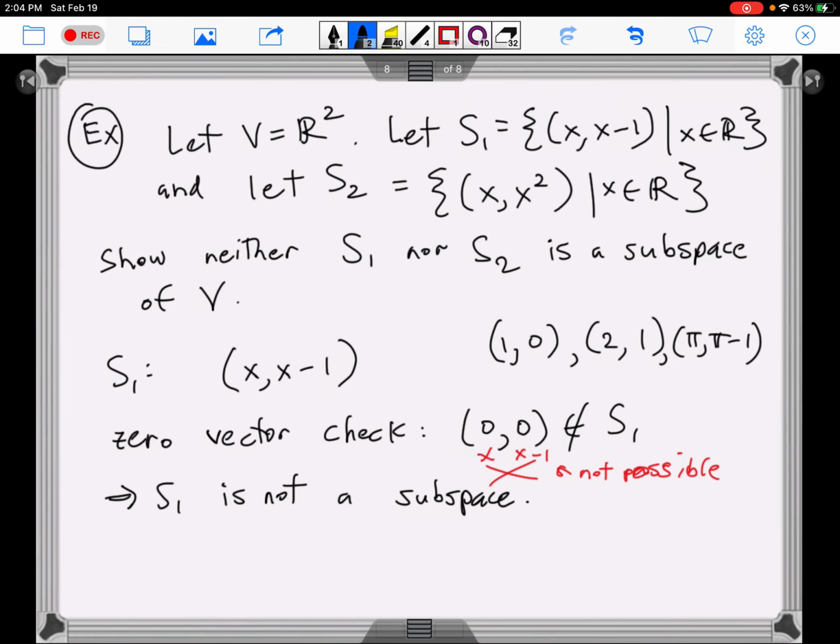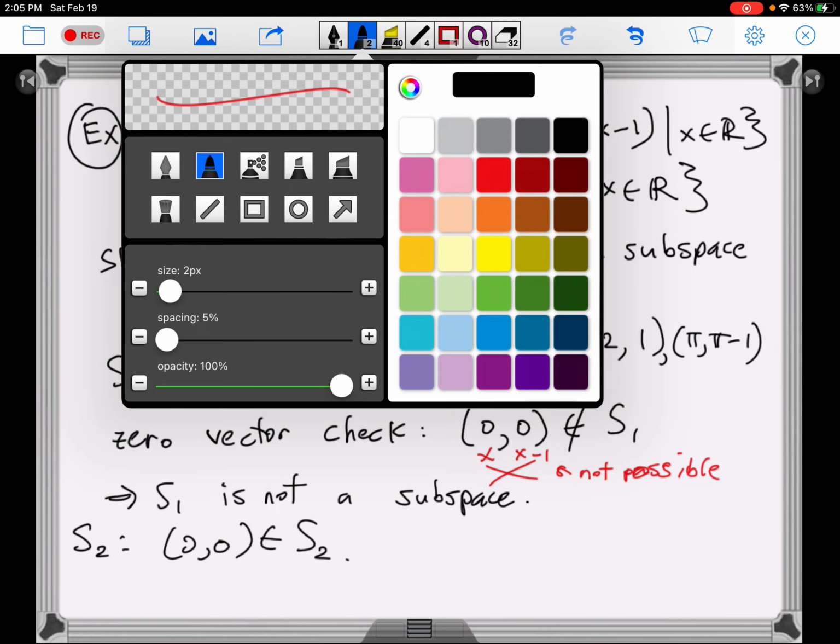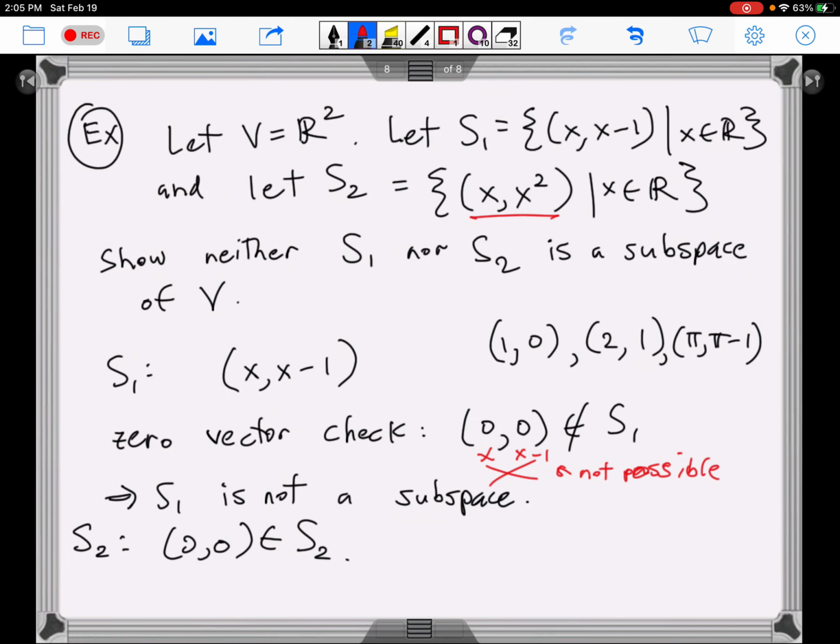What about S2? Let's look at S2. Now, sadly, in this case, 0, 0 is inside of S2, isn't it, right? Because look at the way S2 is defined. S2 is defined as, you just take the first coordinate and you square it, and that gives you the second coordinate. So certainly 0 squared is equal to 0, right? So let's write that down. Since 0 squared is equal to 0, that's not going to work. But remember, that doesn't mean it is a subspace. It just means we can't use this to disqualify it, right?